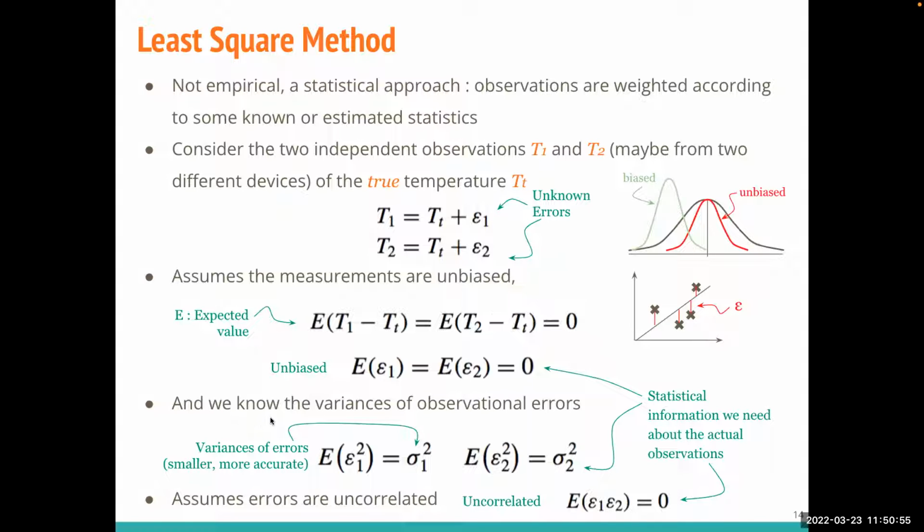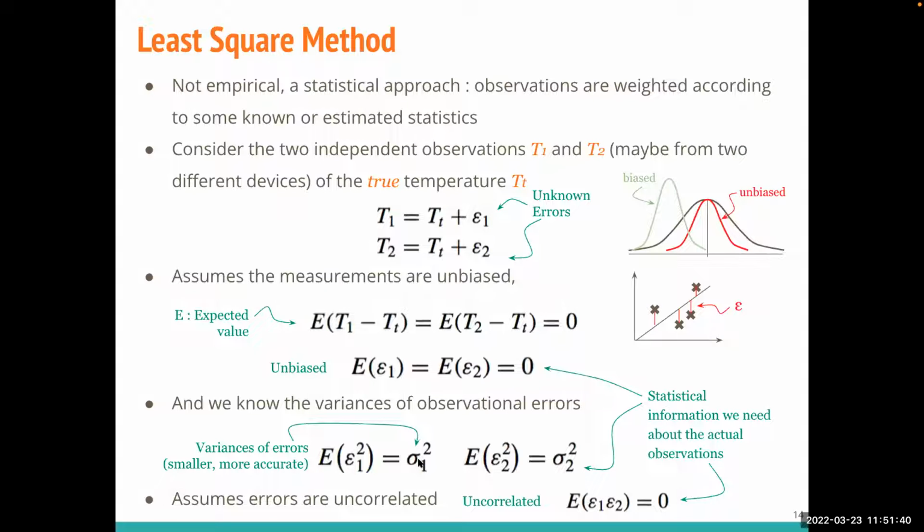And we know the variances of the observational error. So we need to know the expected value, we need to know the error, right? We need to have a representation of the errors for both of the devices. And we also need the variances of the errors here.